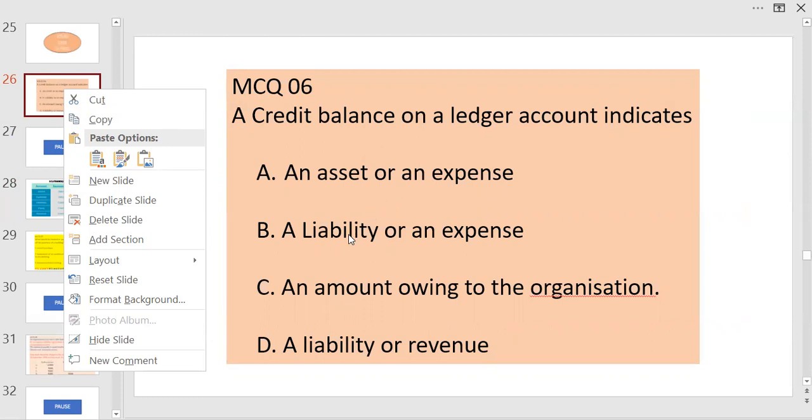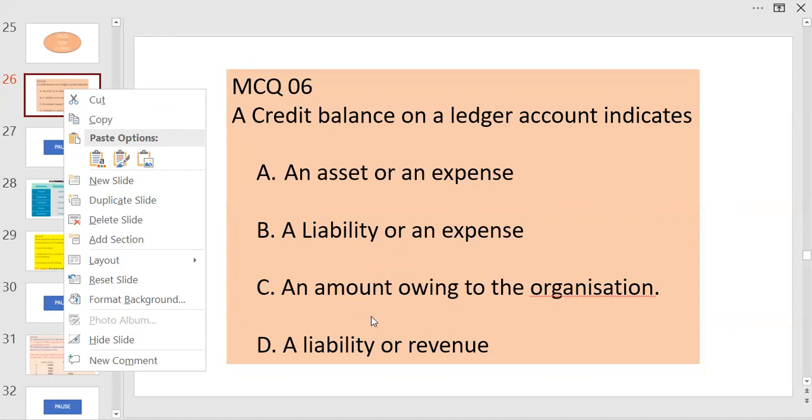The second one is a liability account, which has a credit balance, and an expense account, a debit balance. So there again is a mixture of credit and debit, but they are asking for credit balance. So this is also not a possibility. The next one, an amount owing to the organization. It means a receivable. The company has to receive money. Therefore, it is an asset. Therefore, it's a debit balance. That also cannot form the answer.